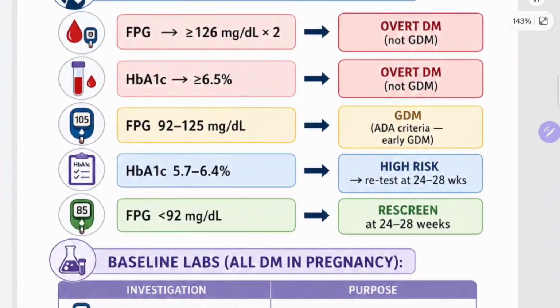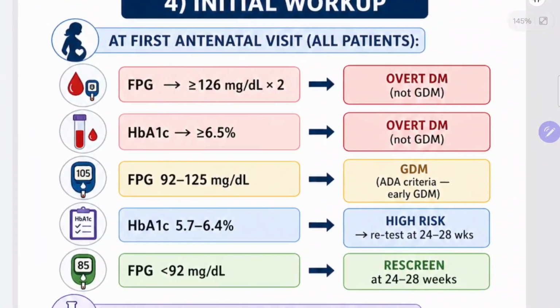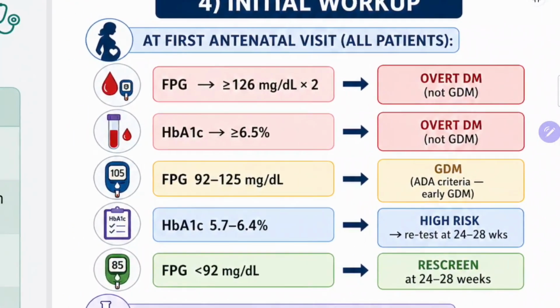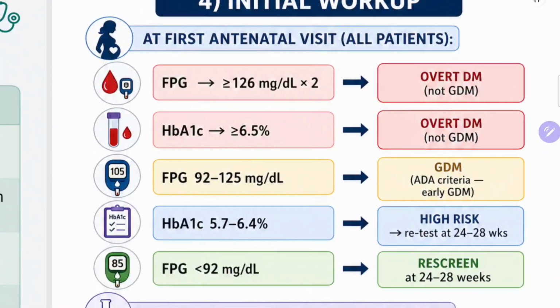Now, how do you screen? That is important. I said for India, because I reside and practice in India. So for Asian women, like in India, we should screen at the first antenatal visit. So what tests do we use? We use two things. One is fasting plasma glucose. The second one is HbA1c. Okay, FPG and HbA1c.